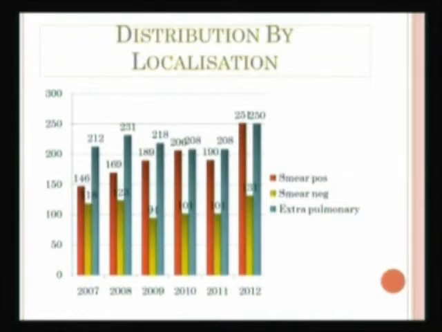Distribution by localization. As you can see, smear positive in red, smear negative in yellow, and in blue, extrapulmonary. The extrapulmonary tuberculosis is near the smear positive. It became more, almost 40% of our patients.